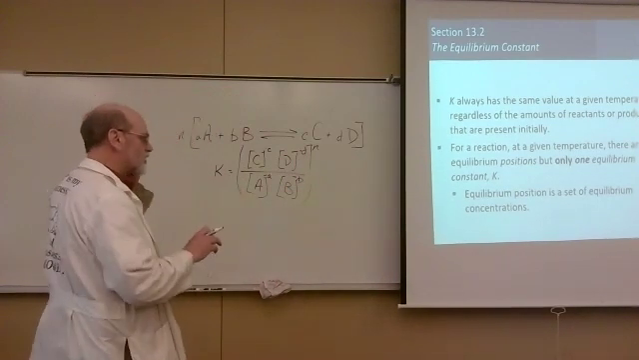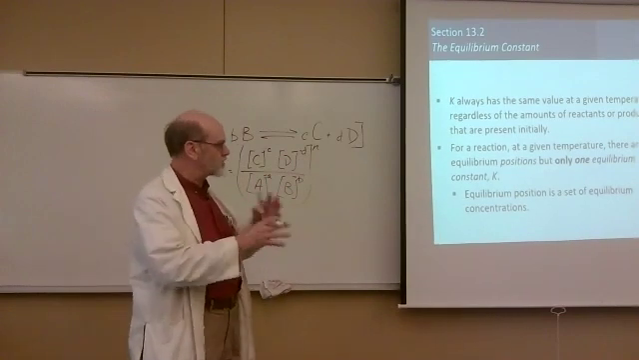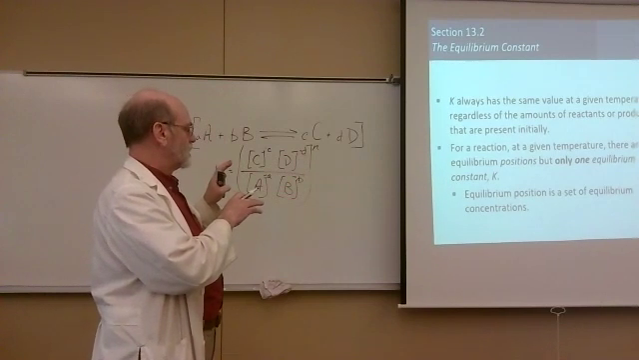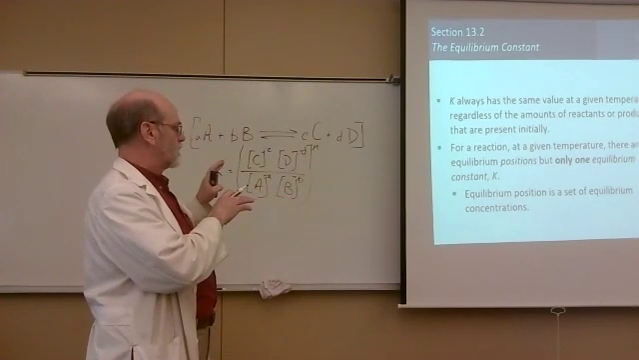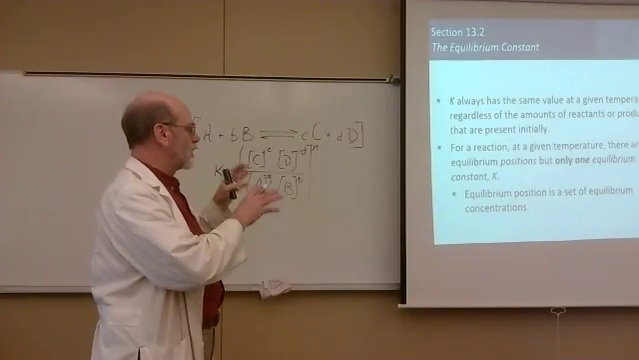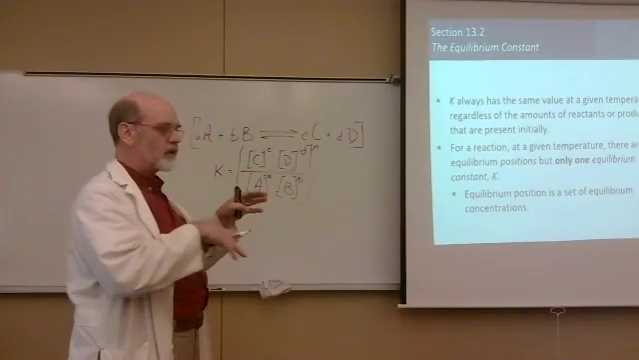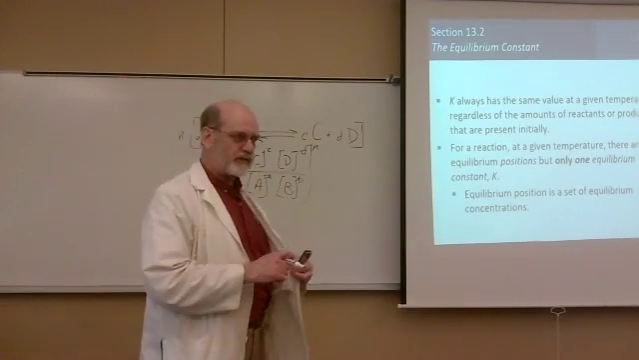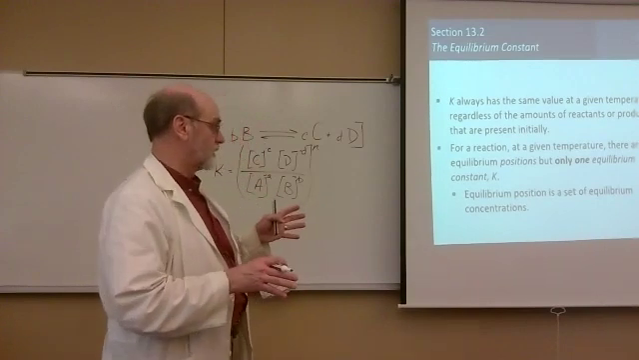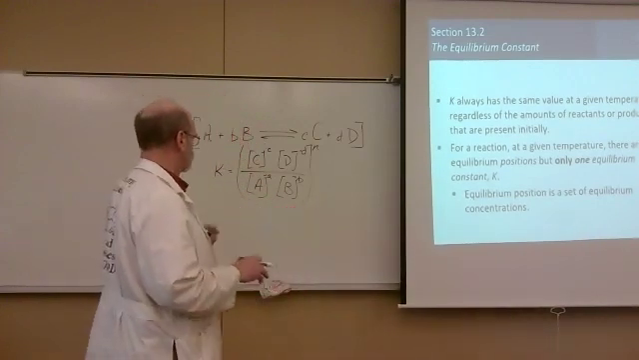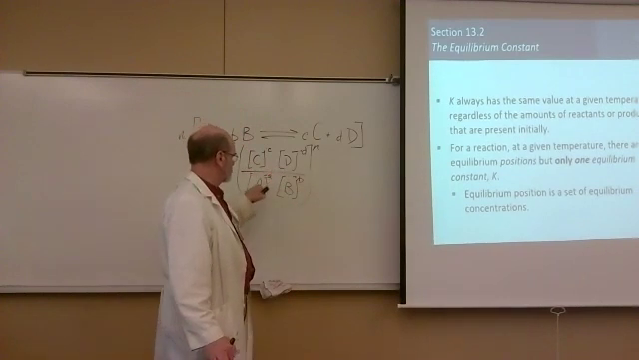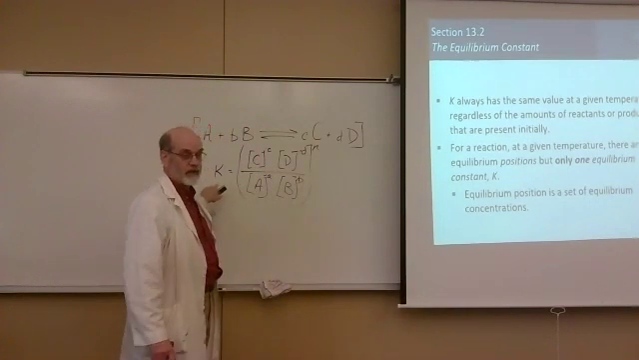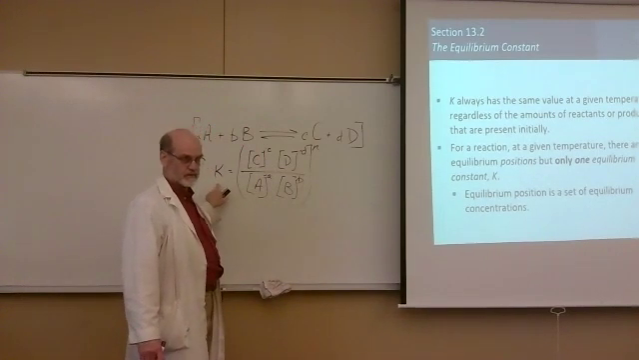Okay, so what we're trying to do in this slide is draw a distinction between the equilibrium constant and equilibrium position. Now, it may seem like splitting hairs, but it's significant. There's only one equilibrium constant. It doesn't matter how much of these you have. Once you reach equilibrium, do the calculation, you're going to get the same constant every time for the same temperature.